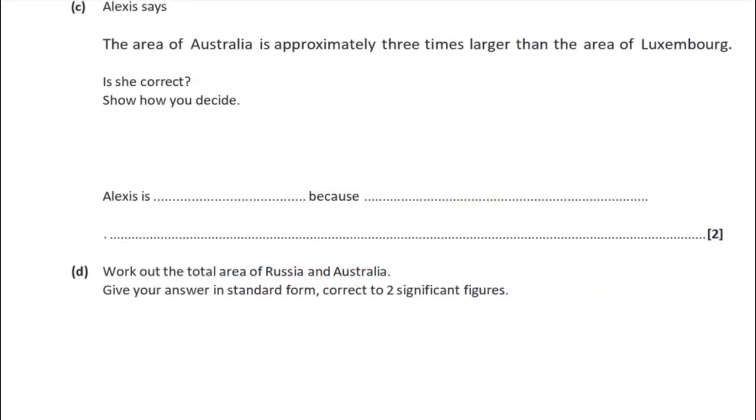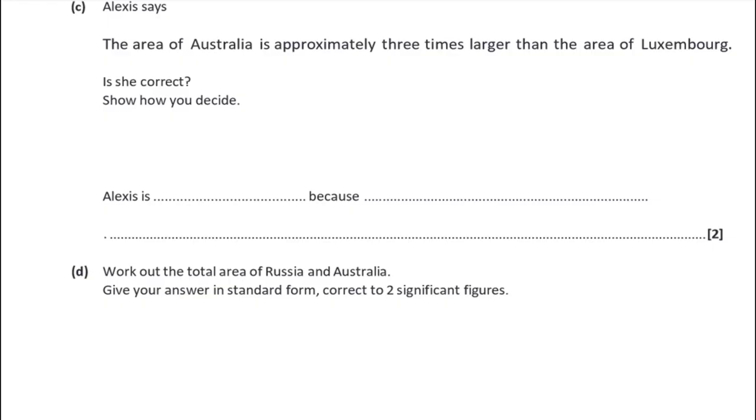Part C, Alexa says the area of Australia is approximately 3 times larger than the area of Luxembourg. Is she correct? Show how you decide. Well, just from common sense, I know she is ludicrously wrong. Australia is huge. But anyway, let's look at the maths.